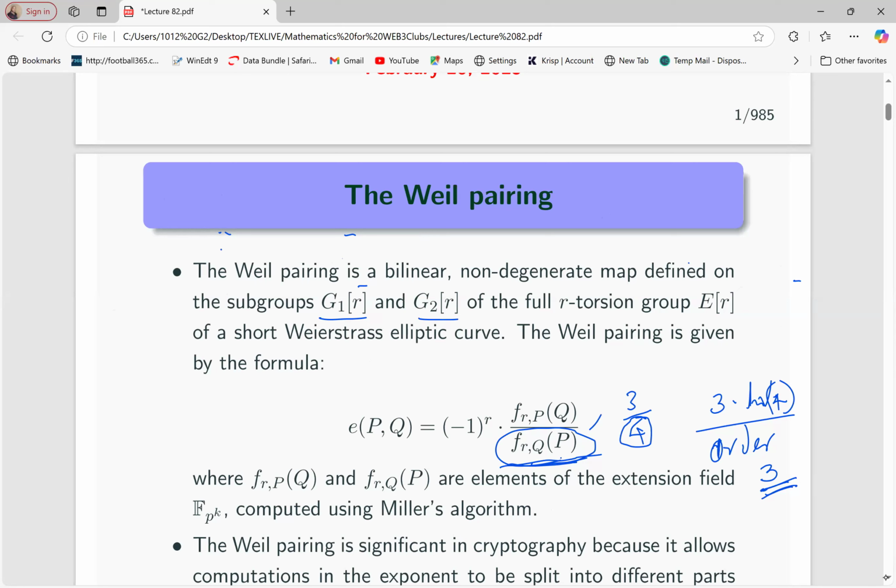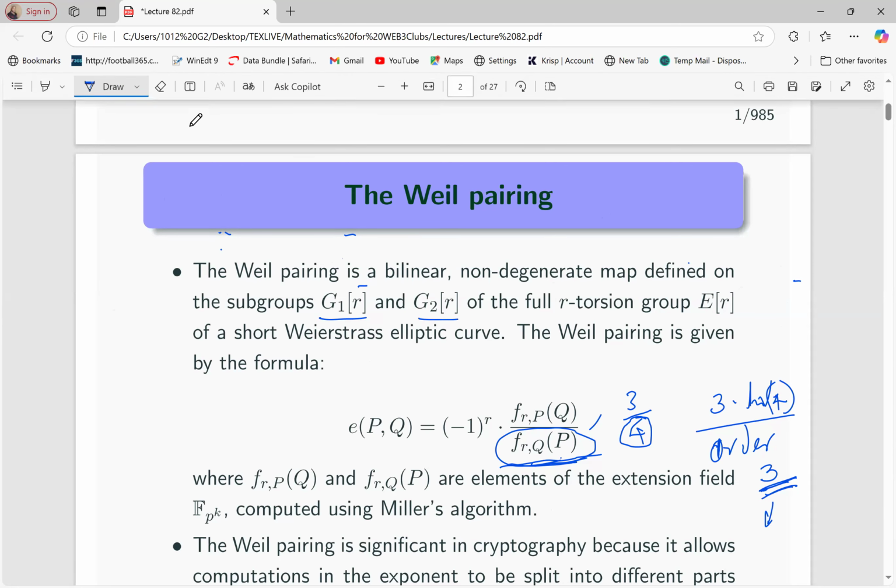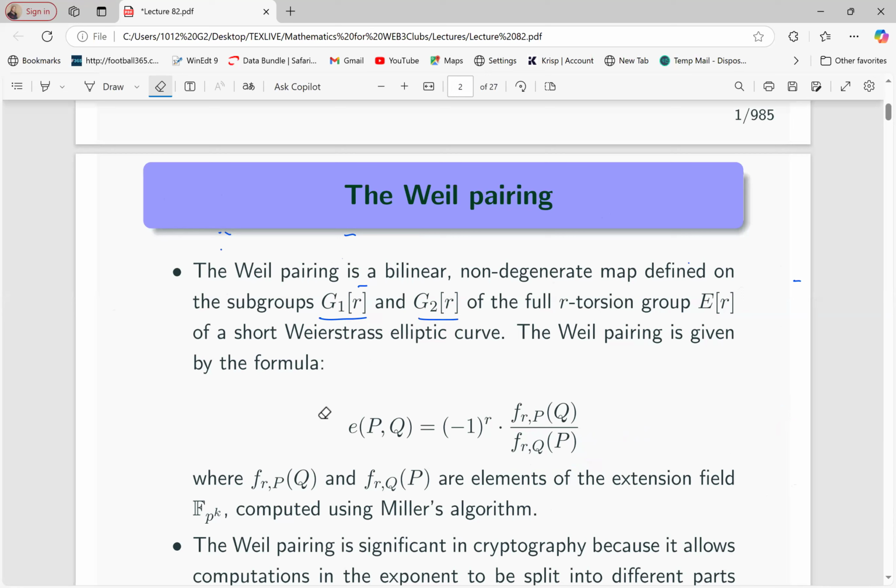But if the divisor is 3 and below, then you cannot get it. Because if the divisor is 3 and below, the likelihood of having divisors that are 0 is very high. We shall see an example. When the divisor is 3, it will not be possible to get the Weil pairing.